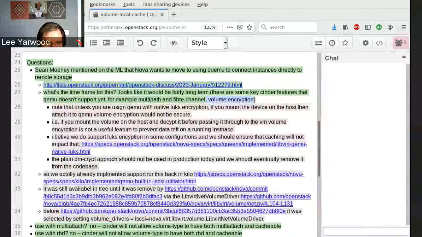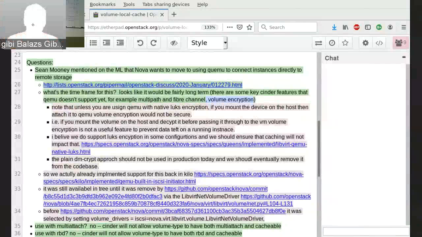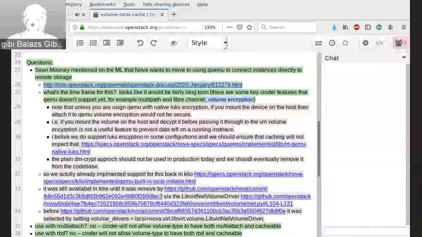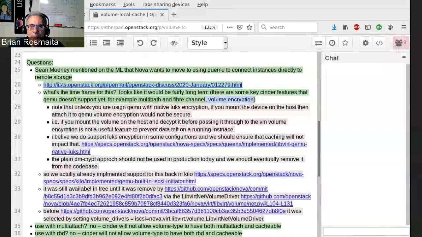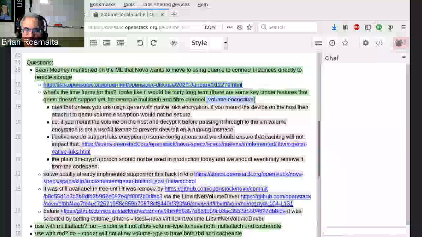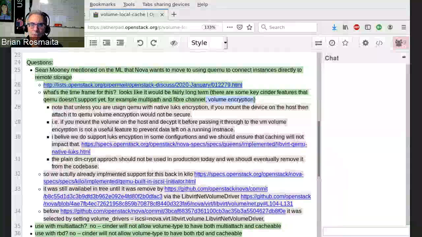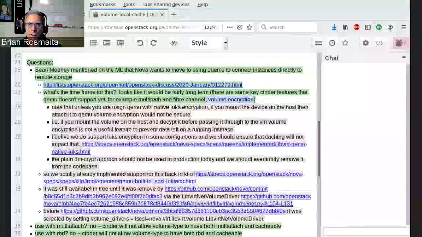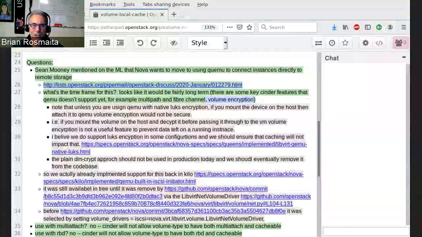Okay. Yeah, I agree. Okay. Great. Now somebody put some comments about encryption in here. Right. Well, ensure caching doesn't impact that.